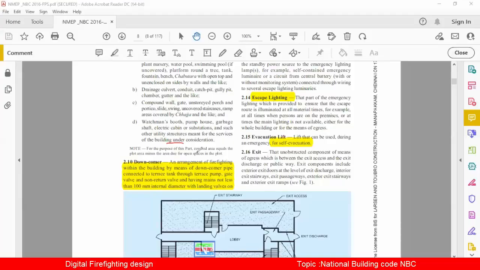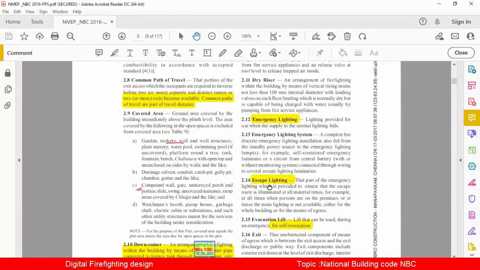Your pipe size should not be less than 100 mm. Next is escape lighting or emergency lighting. So remember, whenever there is a power cut during the exit, if this is the building and here all are flats and this is the corridor, then in the corridor you need to have emergency lighting, right? This is a common area.